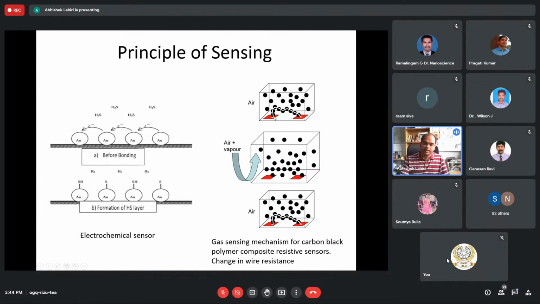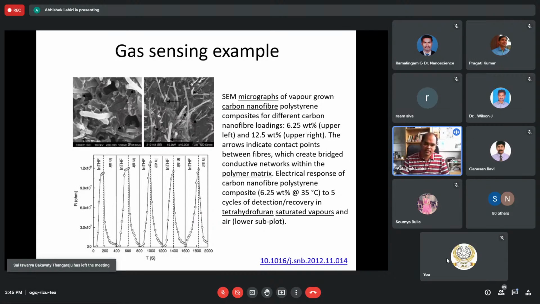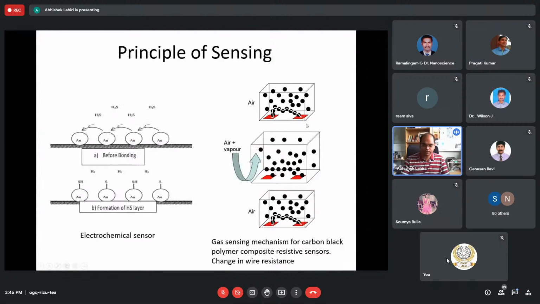By looking at the change in electrical resistance of the carbon fiber or whatever polymer you have, one can detect which kind of material you have in the system. So for example, here is a gas sensing sensor. These are basically made up of carbon nanotubes. You have carbon nanotubes and polystyrene composites which form the nanofiber between the two electrodes.